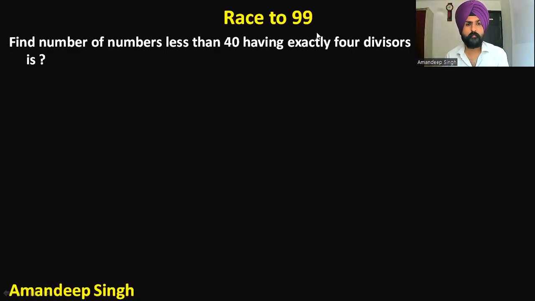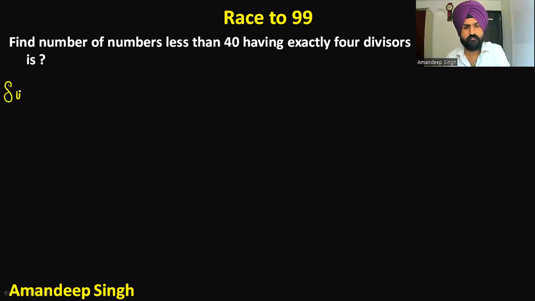Hello everyone. This question is based on numbers and it is based on number of divisors or the factors. Find the number of numbers less than 40 having exactly 4 divisors. Now it says exactly 4 divisors.